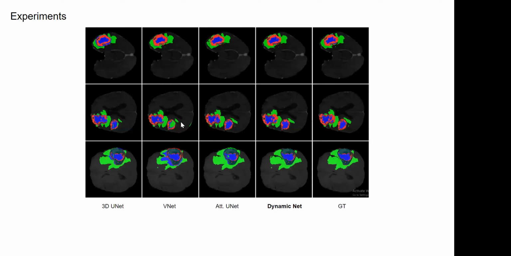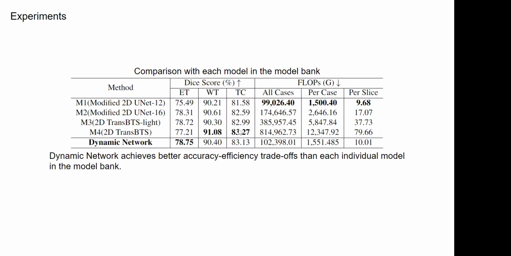And this is a visual comparison of the dynamic network and the previous method. We can see the dynamic network has fewer misclassifications in the pixels in this area, and also it has better segmentation results in those details compared to the previous method.